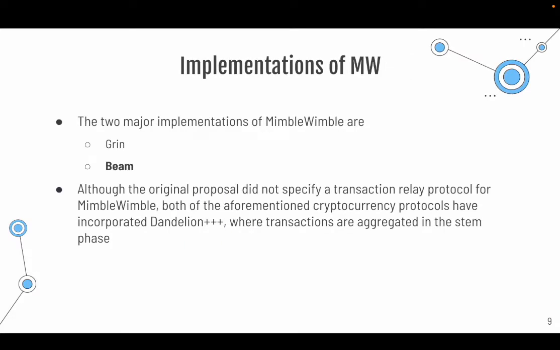Two major implementations of MimbleWimble are Grin and Beam. And Beam is the implementation that we are going to use for our experiments in this research. Although the original proposal for MimbleWimble didn't specify any specific transaction relay protocol, both of the aforementioned cryptocurrency protocols have used Dandelion++, where transactions are aggregated in the stem phase.